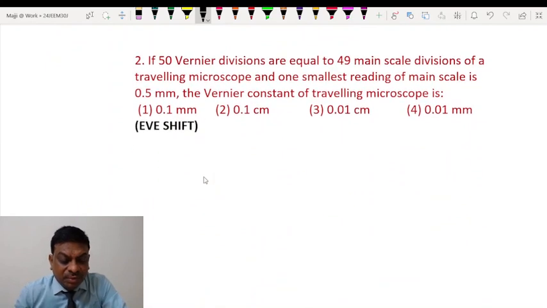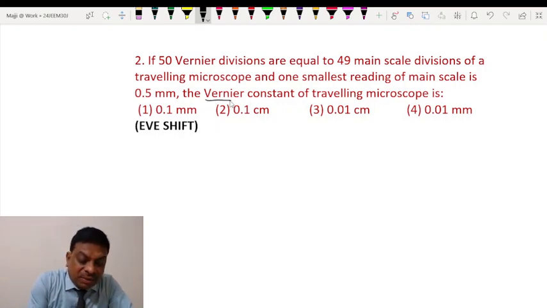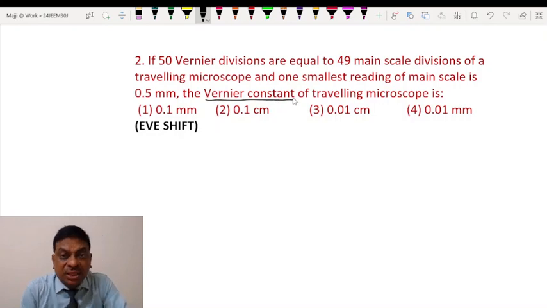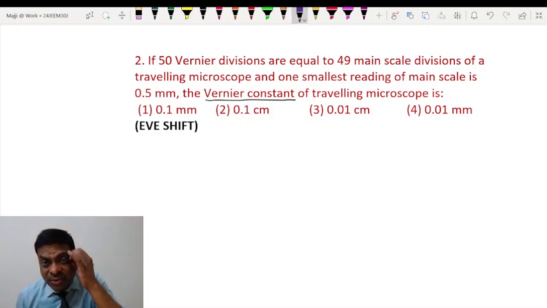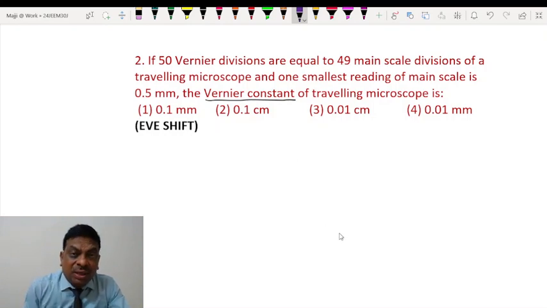Question number 2. If 50 vernier divisions are equal to 49 main scale divisions of a travelling microscope and one smallest reading of the main scale is 0.5 mm, then find the vernier constant of the travelling microscope. Here the vernier constant is actually the least count. Even though least count is more popular, vernier constant is rarely used, but it is equivalent to least count.